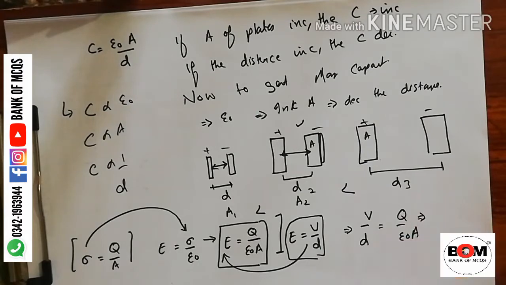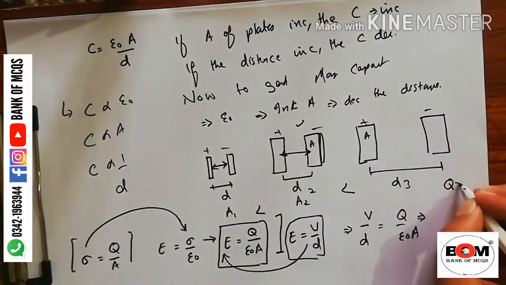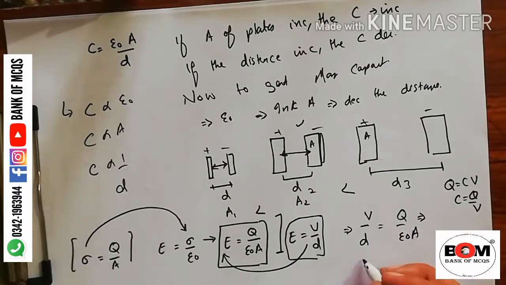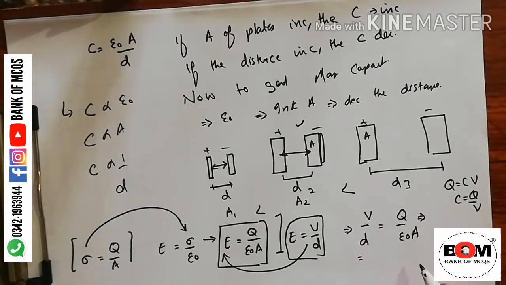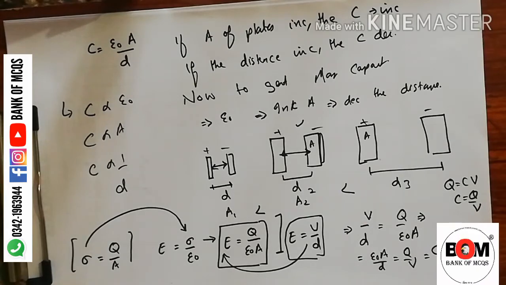I am trying to calculate the equation for C. So we know that Q is equal to CV, so C is equal to Q by V. Now from above, E naught A divided by D is equal to Q by V, or Q by V is equal to C. So C is equal to E naught A by D. This is the equation for the capacitance of a capacitor.